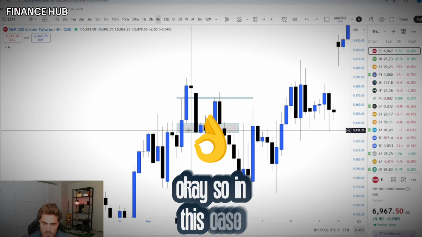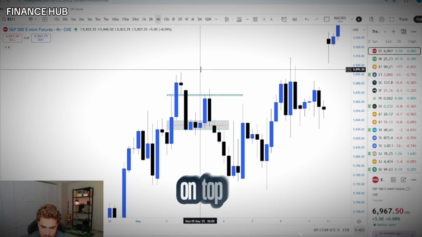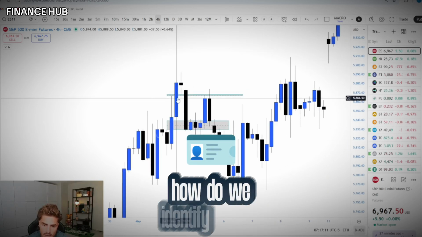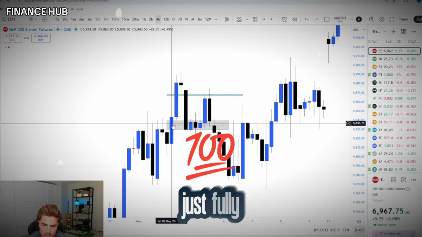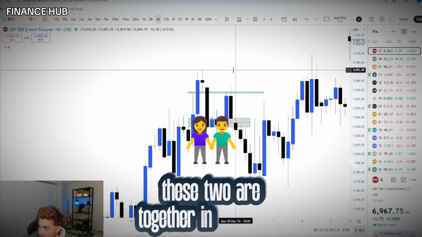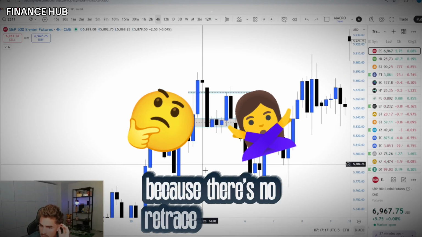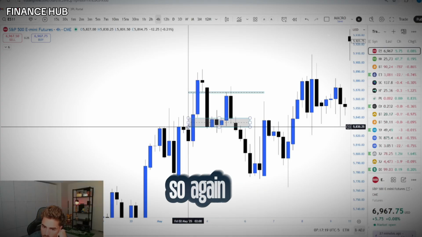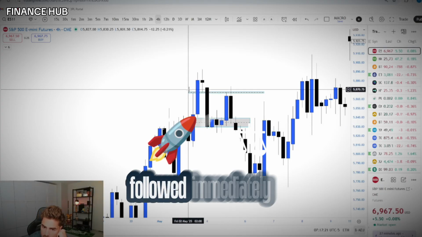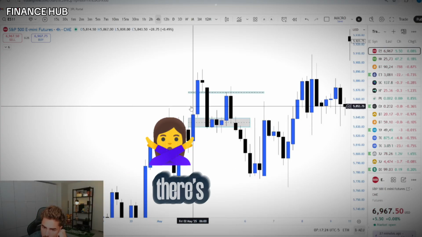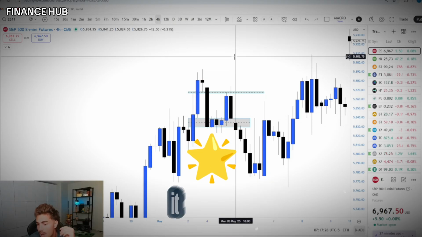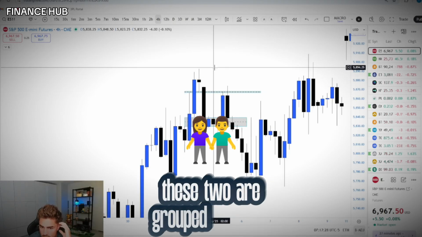Okay, so in this case, we have 2 fair value gaps stacked up on top of each other. Again, how do we identify that these 2 are together in imbalanced price action? Because there's no retrace in between these candles. So again, we have a fair value gap followed immediately by another fair value gap. There's no black candle in between. Awesome, these 2 are grouped together.